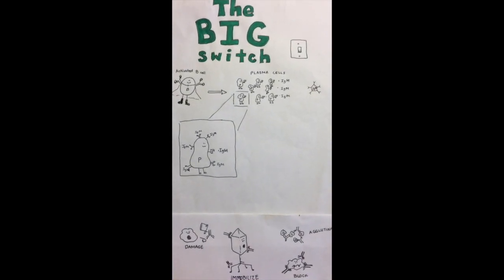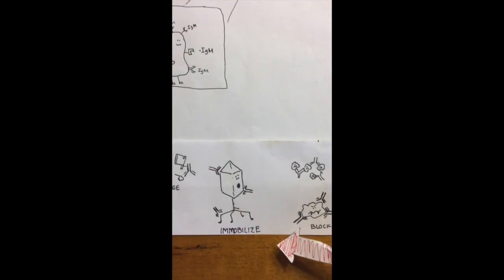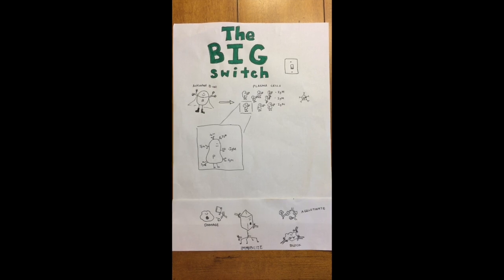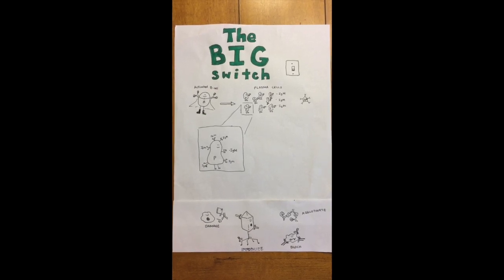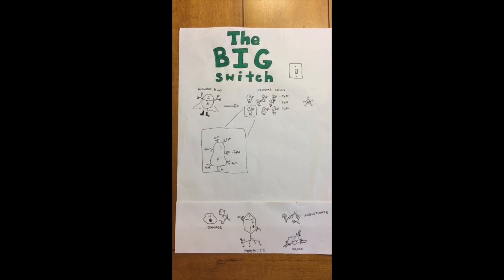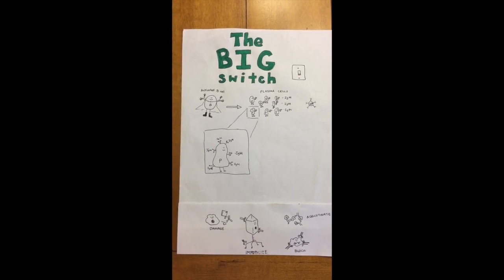Here are some ways antibodies can stop antigens. They can stop them by damaging, immobilizing, agglutinating, and blocking antigens. Information: IgM antibody is made if you get a blood transfusion from a non-matching blood type. B cells will recognize the different sugars on the blood cells and attack.